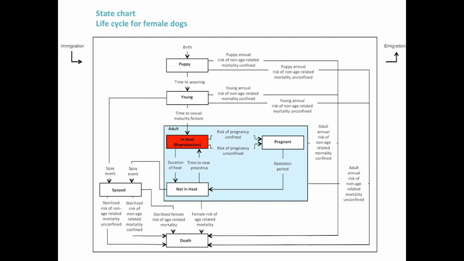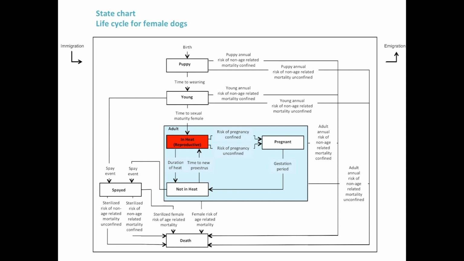From the in-heat state, they could transition to the pregnant state if they got pregnant, and if they didn't get pregnant, they transition to the not in-heat state. From the pregnant state, after a gestation period, female dogs transition to the not in-heat state, and 4 new dogs were added to the population, 2 females and 2 males. From the not in-heat state, female dogs transition back to the in-heat state after a time, to a new proestrus.